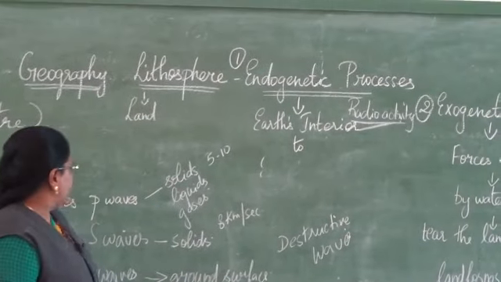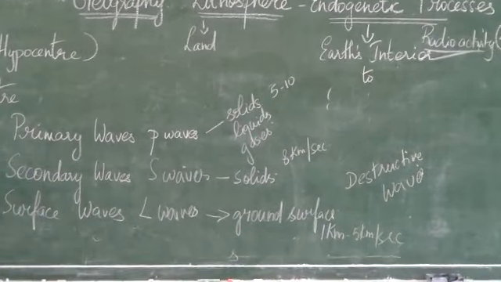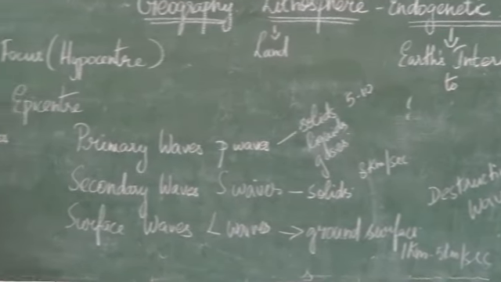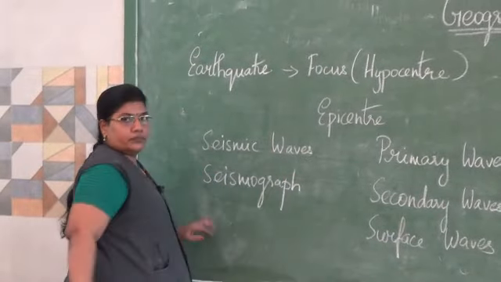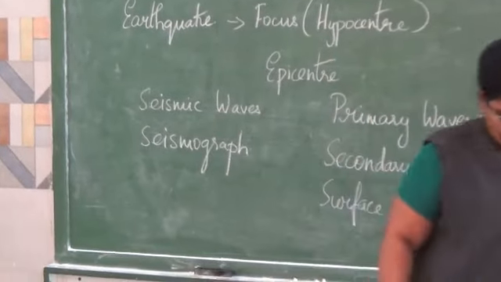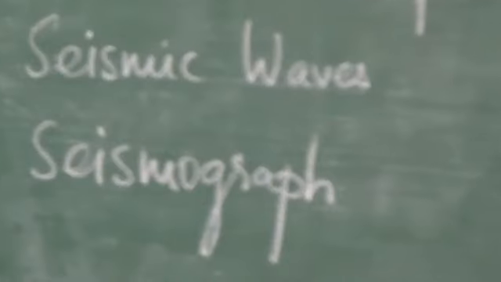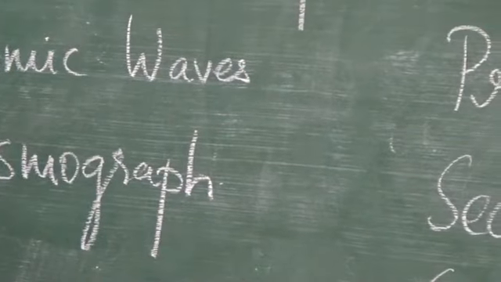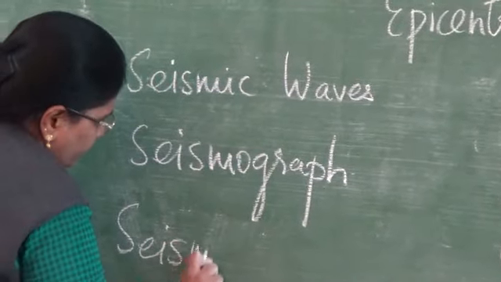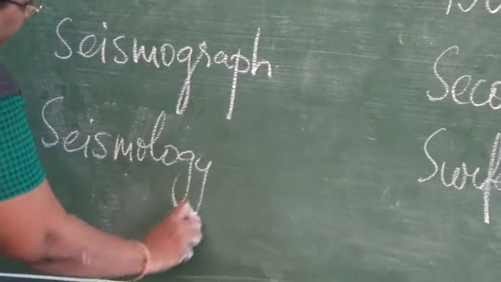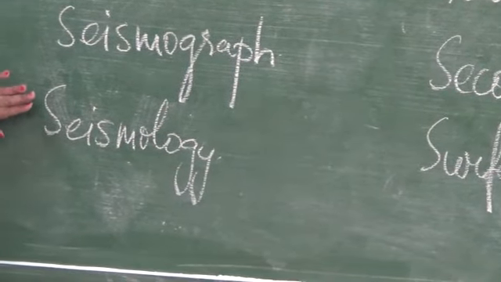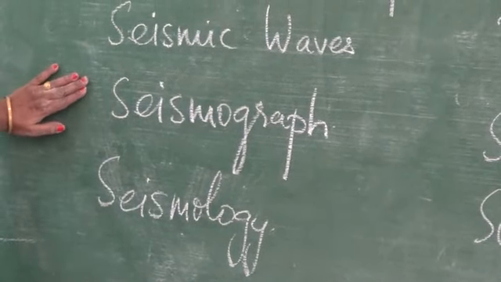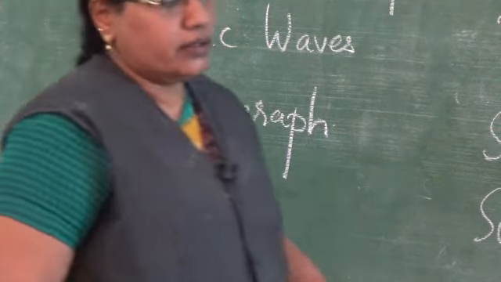The instrument which records the earthquakes is called seismograph, or seismometer. The science that deals with earthquakes is called seismology. The instrument to measure the earthquakes is seismograph, otherwise seismometer.